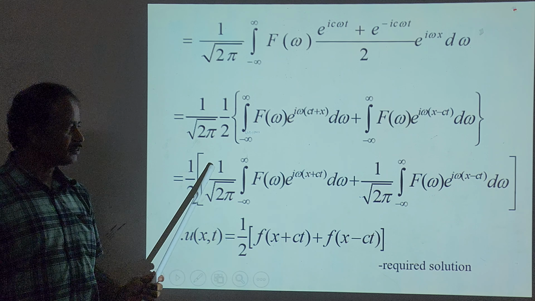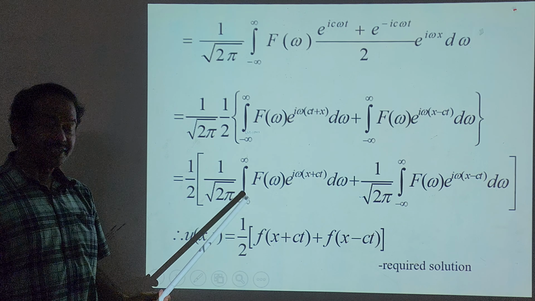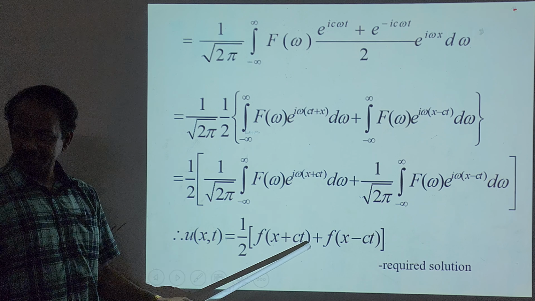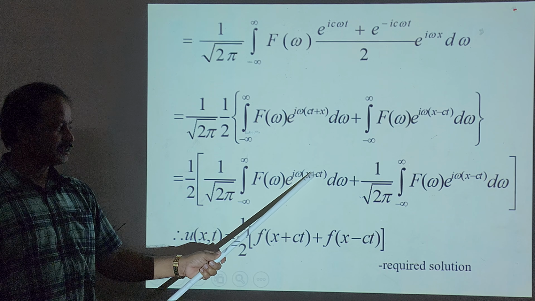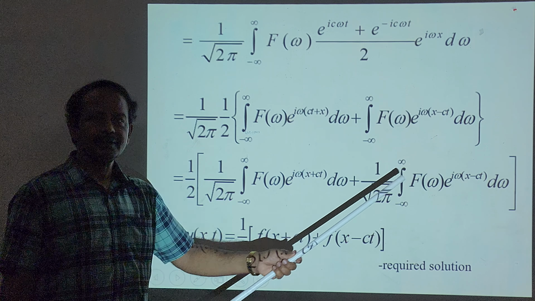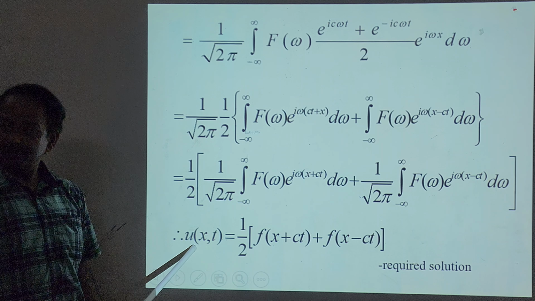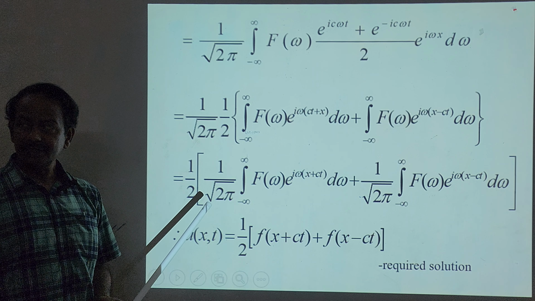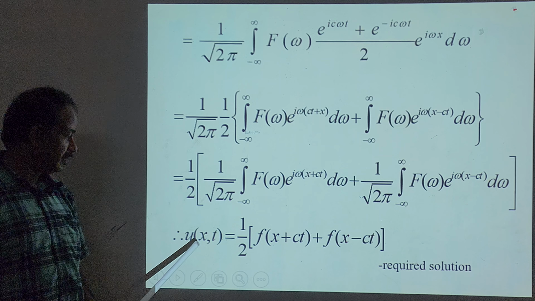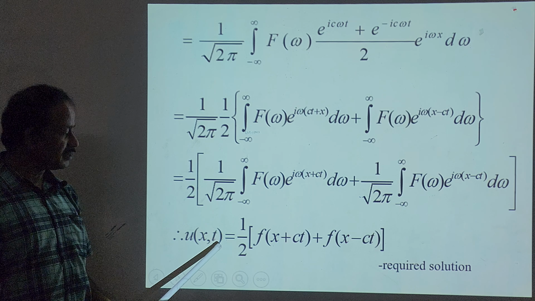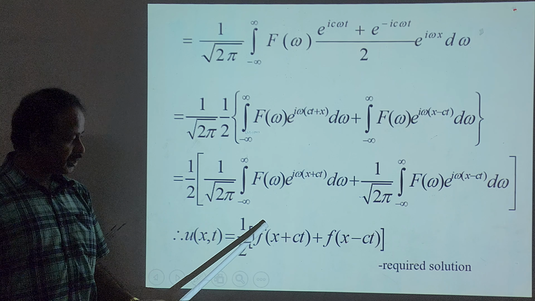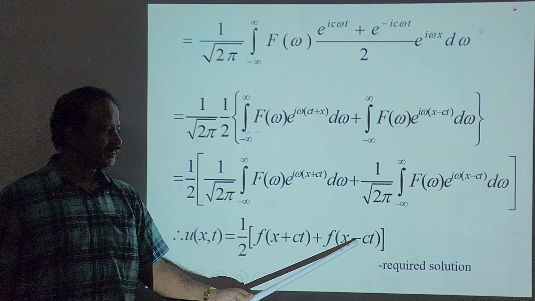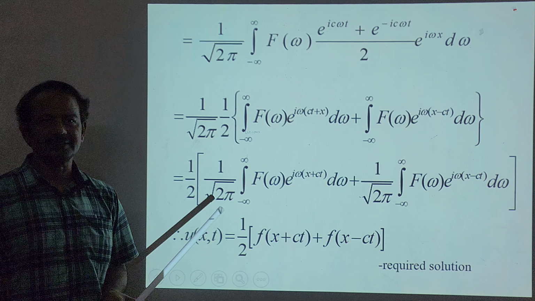And what is the Fourier transform of this? It is nothing but your inverse Fourier transform. It is nothing but your f of x plus ct. See here, by the shifting property, x plus ct, and this will be your x minus ct. So this is your complete solution of the waves in the string in an infinite domain, which is nothing but u of x comma t equals 1 by 2 times f of x plus ct plus f of x minus ct. So this is the required solution.